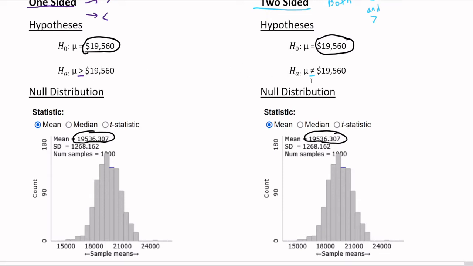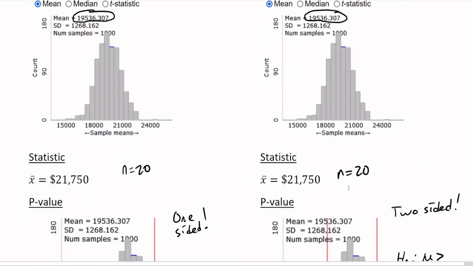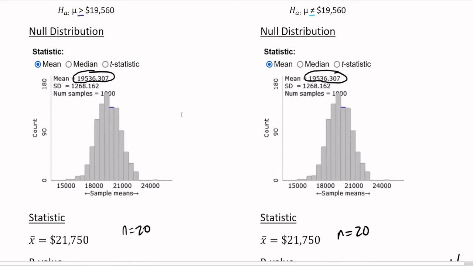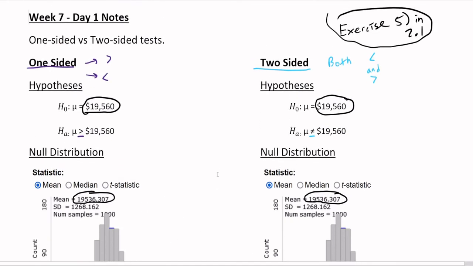But here's the problem. My evidence, quote unquote, is the statistic and how usual or unusual it is. But the statistic stays the same between these two. There's no difference. The distribution is the same. So it's the same amount of evidence.